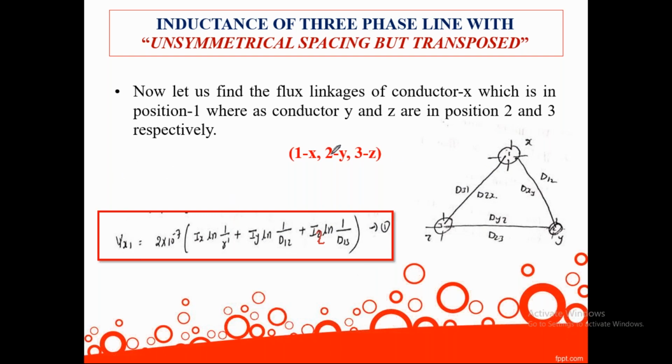Similarly, in the second interval, what will happen? X will be in the second position, Y will be in the third position, Z will be in the first position. So these are the positions of Z, X, Y, that is 1, 2, 3. In this case, we will see what to find in the next slide. So this is the equation of flux linkage when conductor X is in the first position.